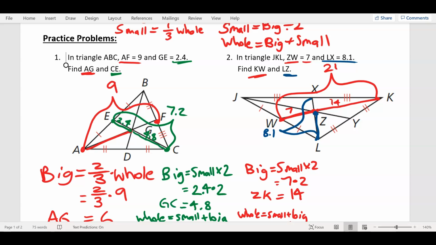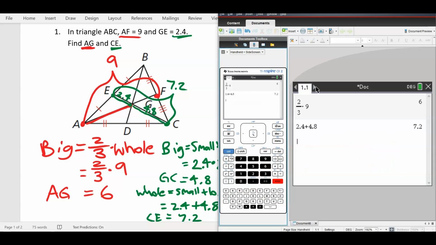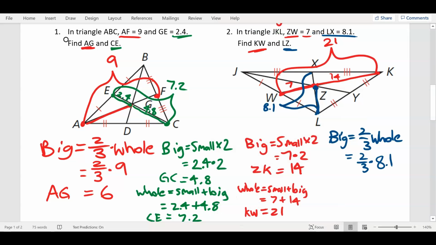So kind of like the first one we did on number 1, the big is 2/3 of the whole. We don't know LZ, we're looking for LZ, but we know the whole thing is 8.1, so 2/3 times 8.1. Again, you can use your calculator. 2 control divide 3, go to the right, times 8.1. And we get 5.4 for LZ.